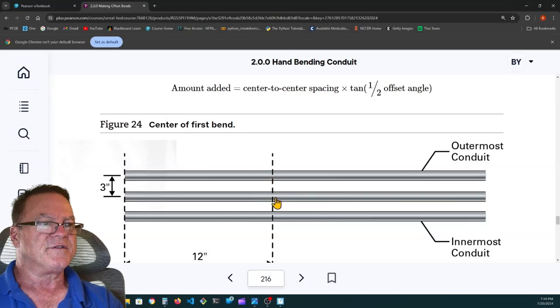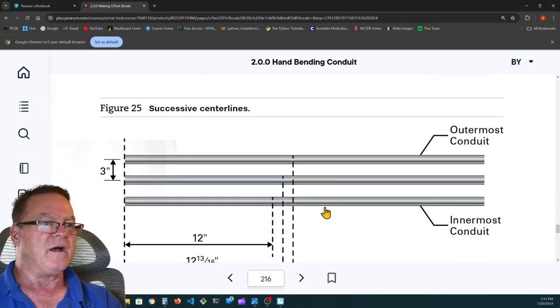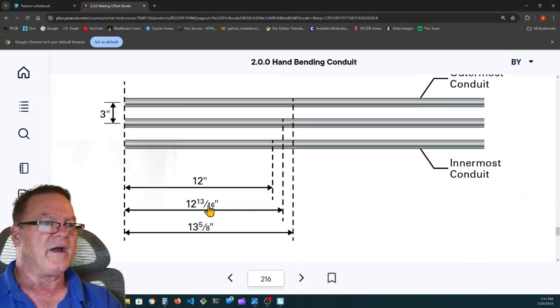There you go. Center of the first bend. Center to center spacing times tangent of half the offset angle, half of theta. So center to center spacing times tangent of half theta. They've got 12 inches, so we'll mark it at 12 inches, and then they're going to increase these two by, they're saying, 12 and 13/16 and 13 and 5/8. So they added 13/16 twice.